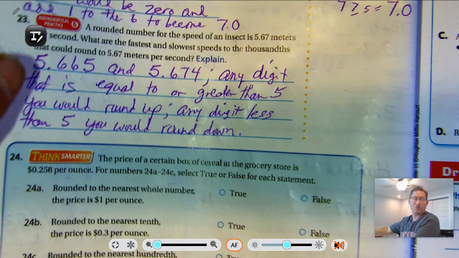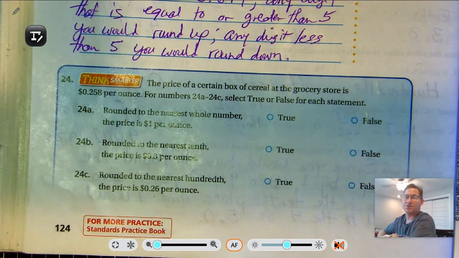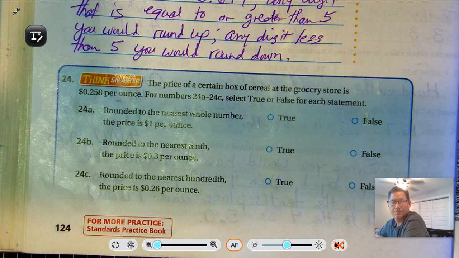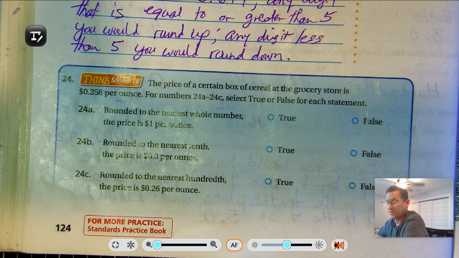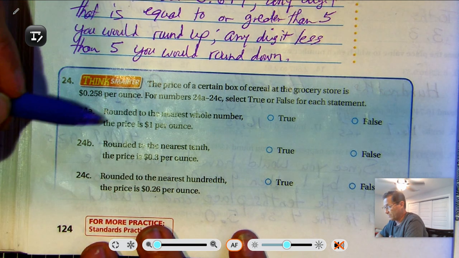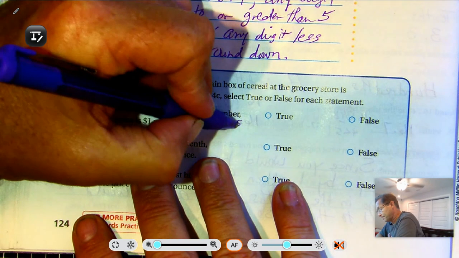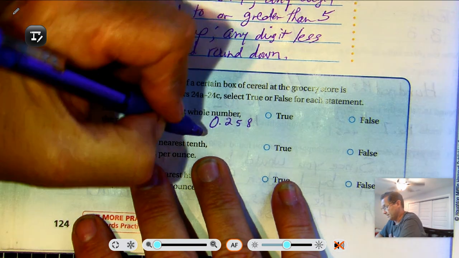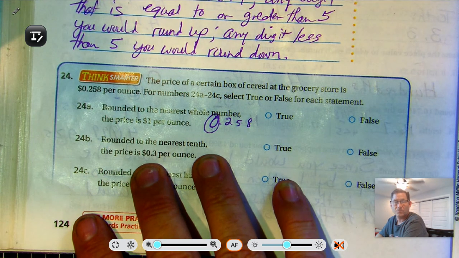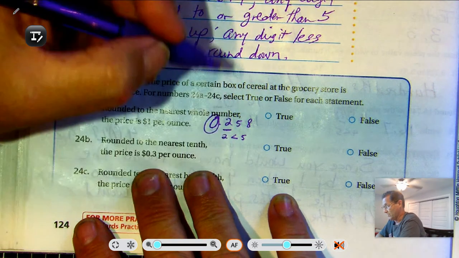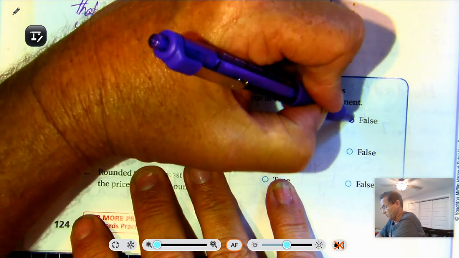All right, and last question, 24. The price of a certain box of cereal at the grocery store is 258 thousandths of a dollar per ounce. For numbers 24A through 24C, select true or false for each statement. Rounded to the nearest whole number, the price is $1 per ounce. Well, let's see. Where's the 1? Well, that's the 0, right? The 0's in the ones place. Look to the digit to the right. 2 is less than 5, so round down, which means keep it the same. So no, that's not $1.